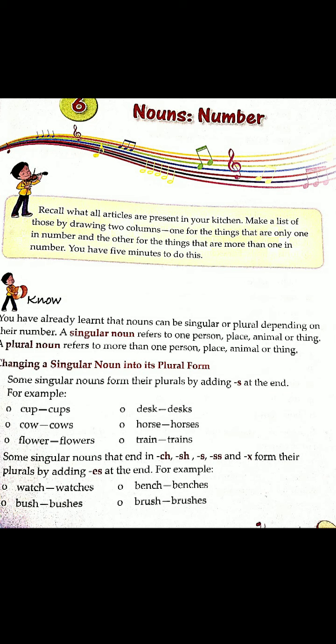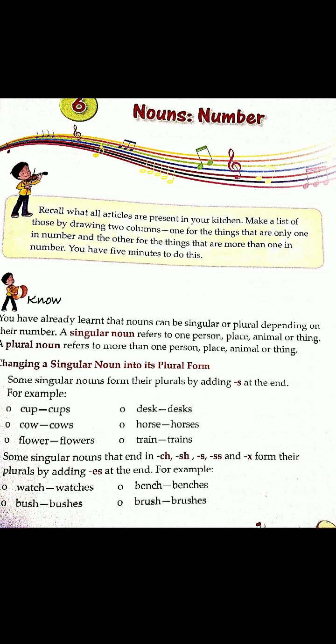We know very well that if we have a word cup, we have to add only s after the last alphabet and cup becomes cups. Cow, cows. Flower, flowers. Then the second one.